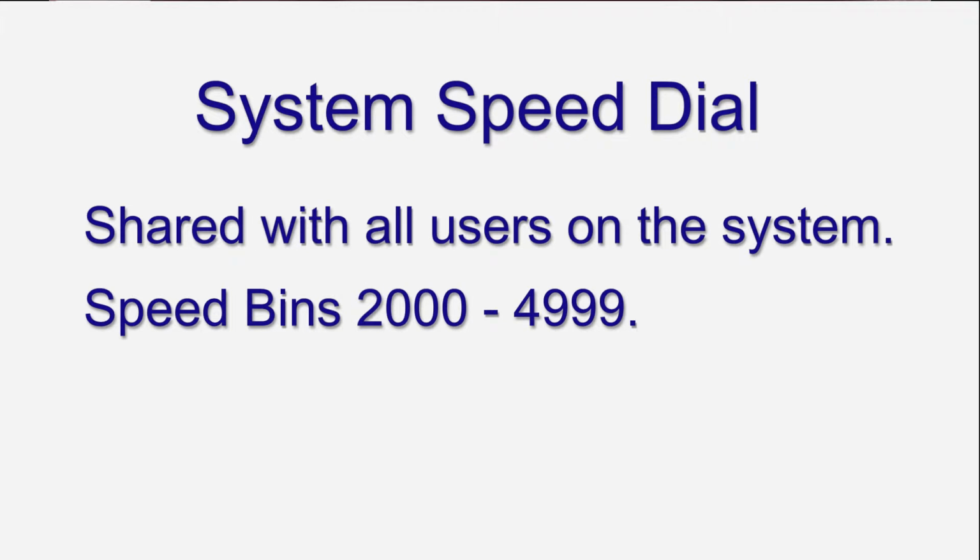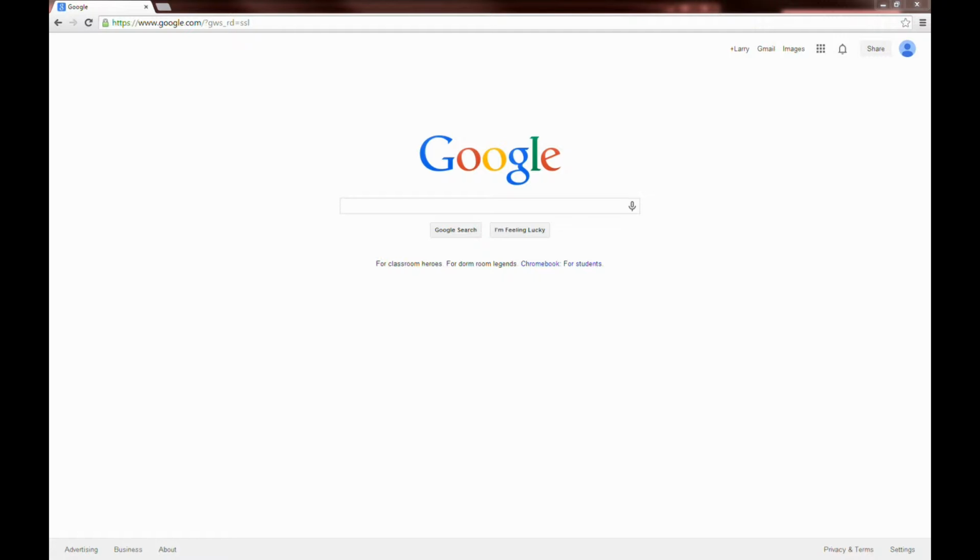System speed dial numbers are numbers that are shared by the entire system. There are 3,000 system speed dial numbers, and these are located in bins 2,000 through 4,999. Let's start by looking at station speed dial bins.